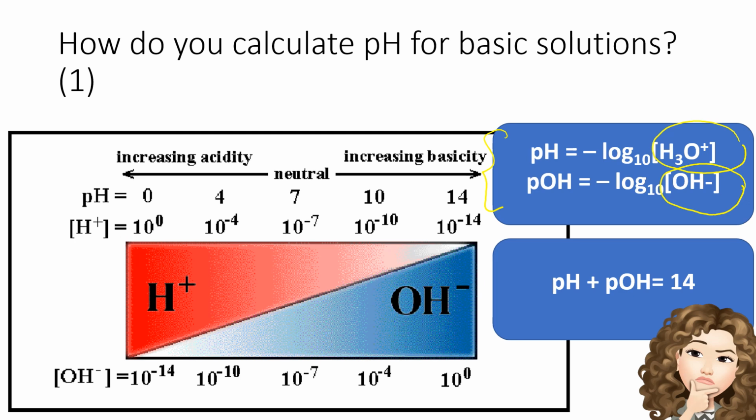But there is no need for that because we convert pOH into pH because of this relationship between the two values. So pH plus pOH is equal to 14. So you will see here if the pH is 0, pOH here is 14. If the pH is 4, pOH here is 10. If the pH is 7, pOH here is also 7.